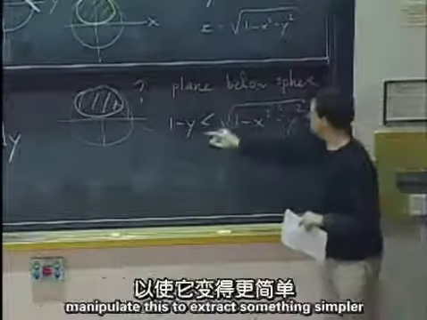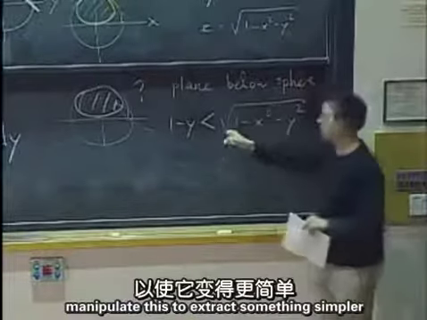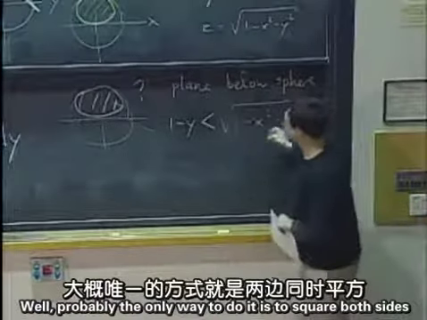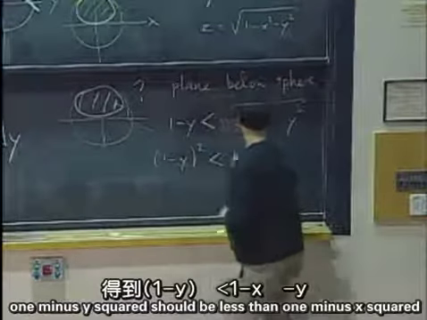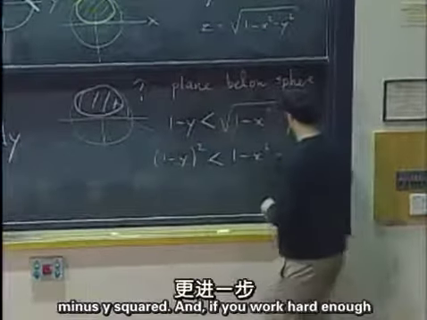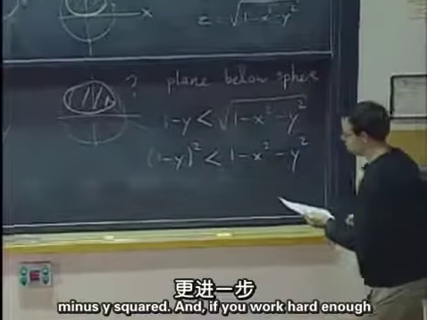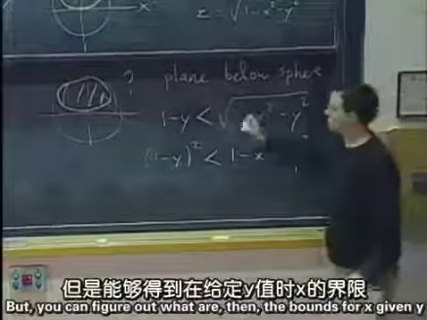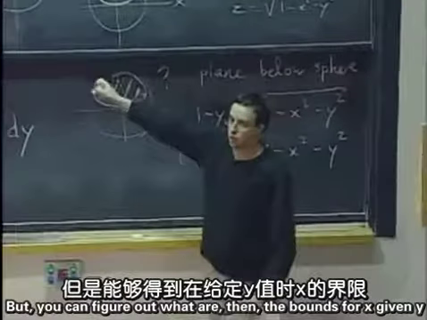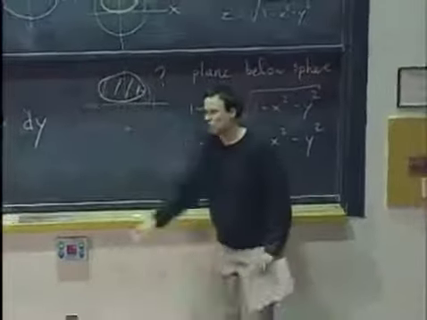So you have to somehow manipulate this to extract something simpler. Well, probably the only way to do it is to square both sides. 1 minus y squared should be less than 1 minus x squared minus y squared. And if you work hard enough, you'll find quite an ugly equation. But you can figure out what are then the bounds for x given y and then set up the integral.